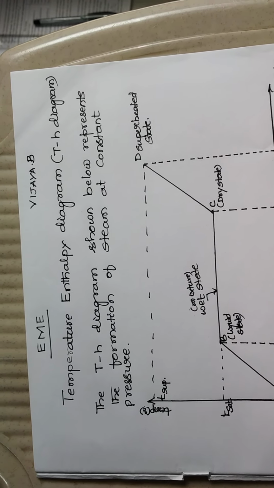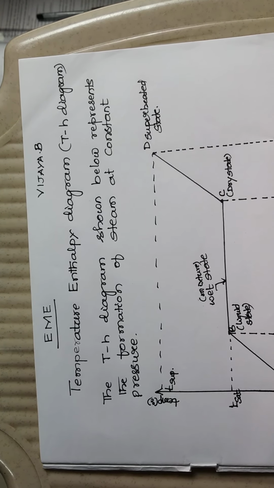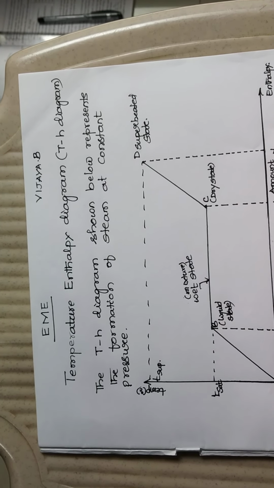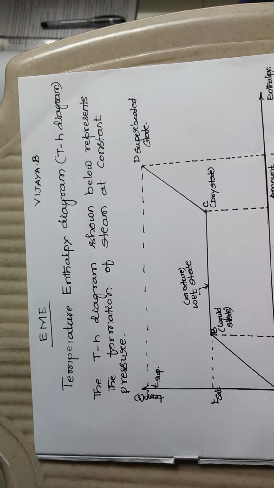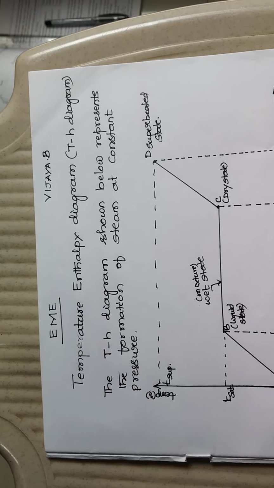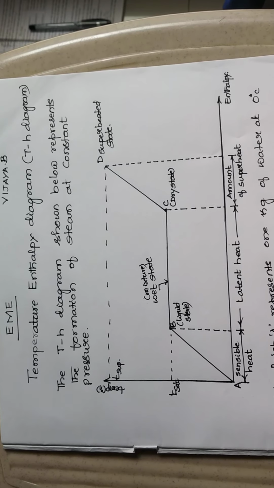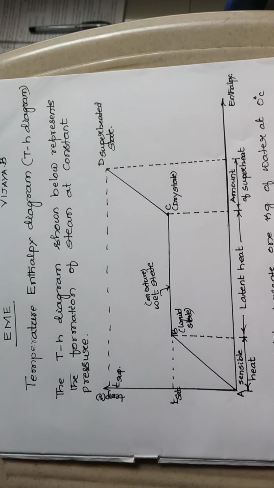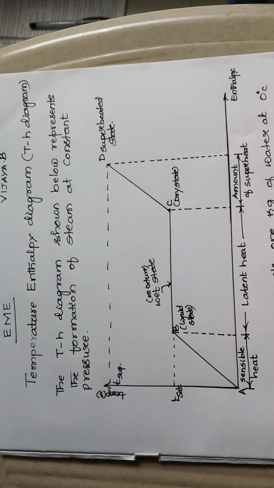We shall now discuss temperature enthalpy diagram, that is TH diagram. The TH diagram shown below represents the formation of steam at constant pressure. Let's have a look at the diagram. X-axis represents enthalpy, y-axis represents temperature in degree Celsius.